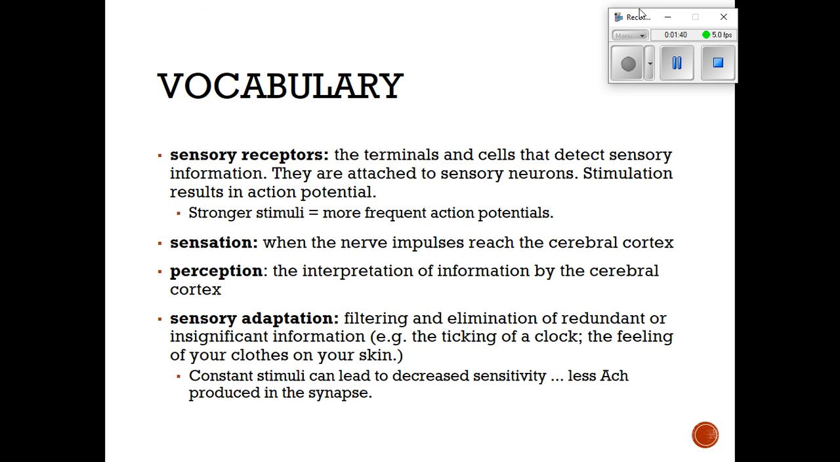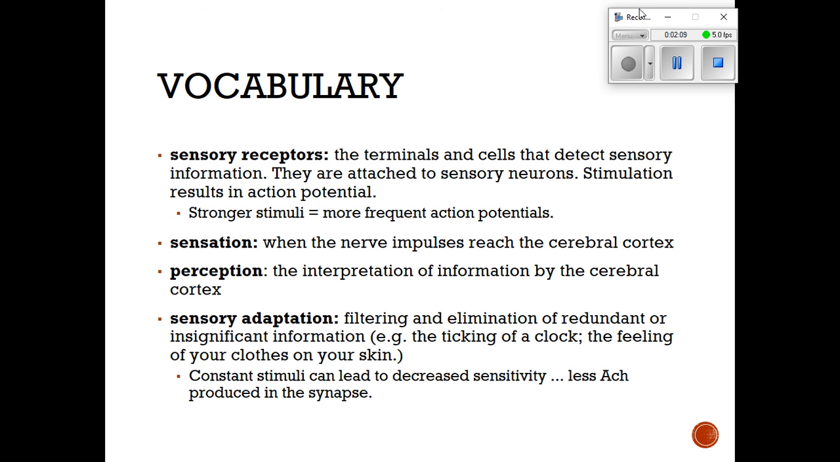So you have all these types of sensory receptors, and I'll list some of them as we go through this lesson. But they all have this function in common. They're detecting sensory information, they're attached to sensory neurons, and we know where sensory neurons go. They come from the receptor and go towards the central nervous system. If it's a reflex arc, then it's a simple pathway right through the spinal cord. If it's a more complex thing, information goes up to the brain.